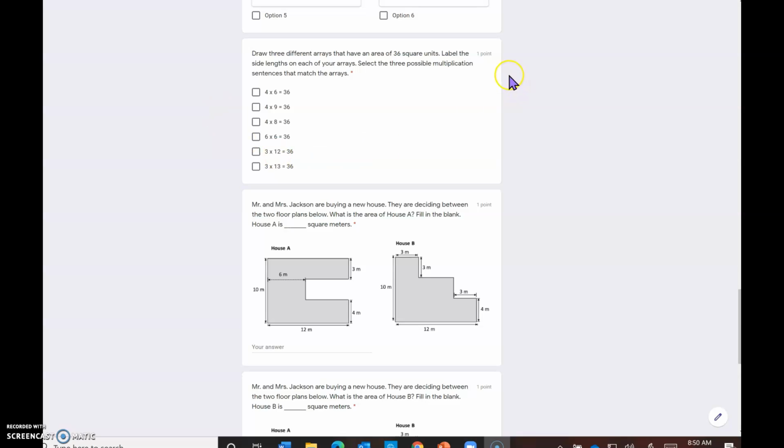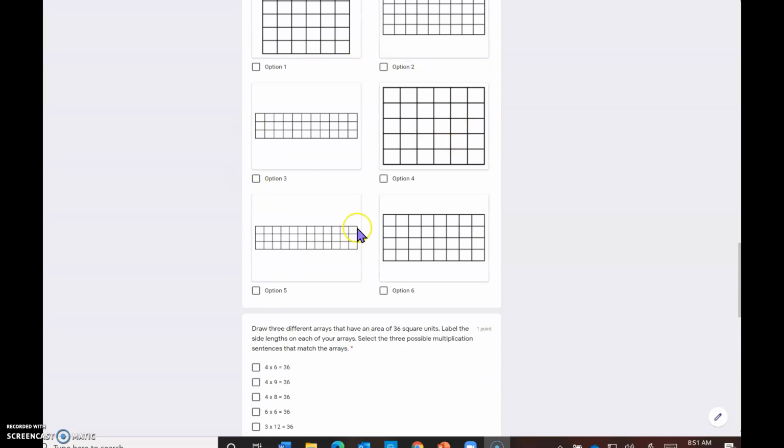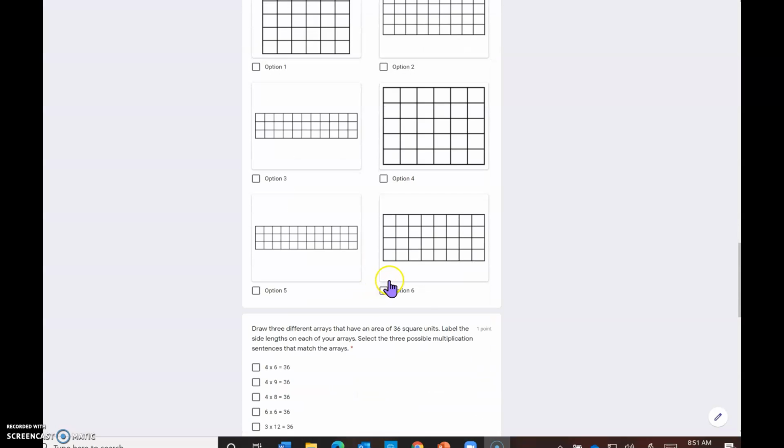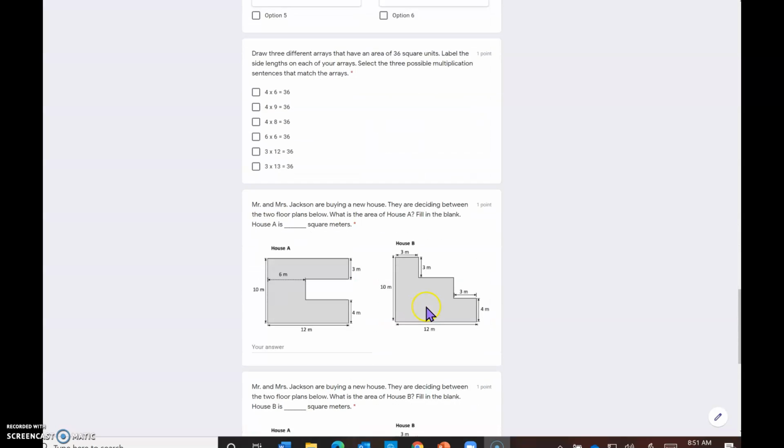Then for this next one, you need to tell me what 3 equations you could use to equal 36. So what times what equals 36? And make sure that you can look up here and see what you did, which ones you used for 36, and find what times what equals 36.